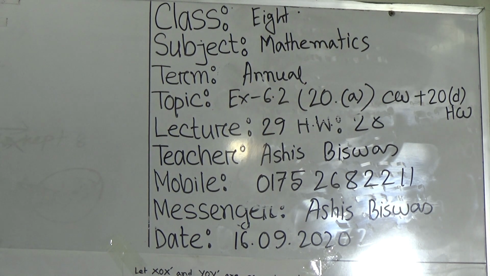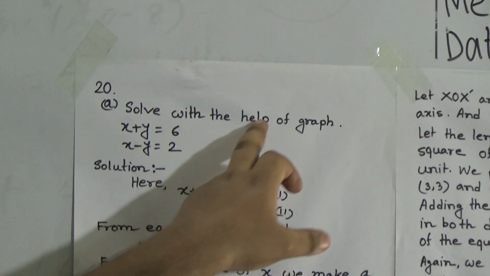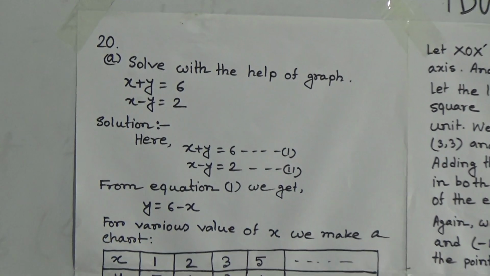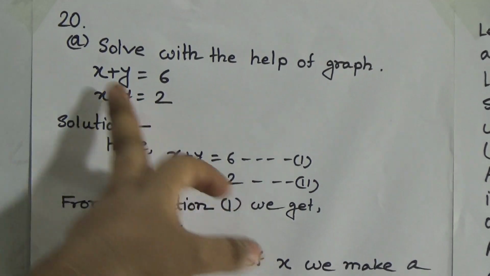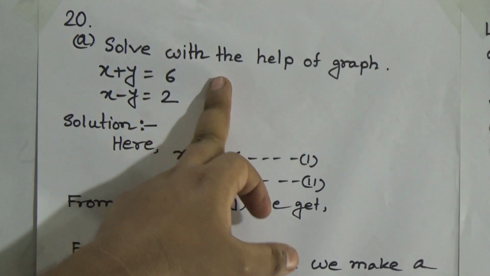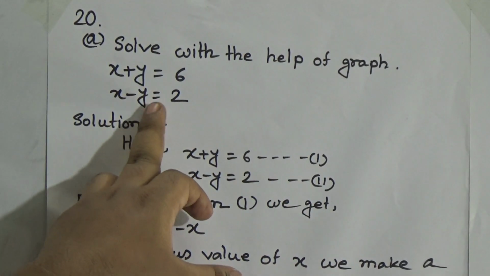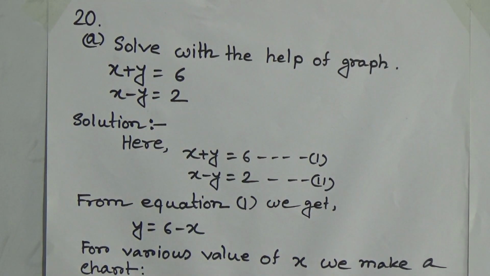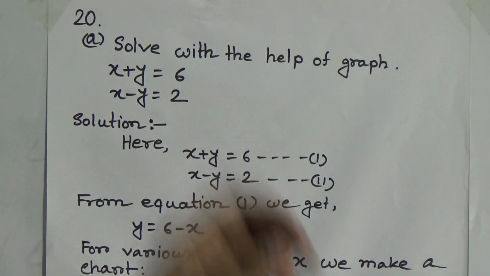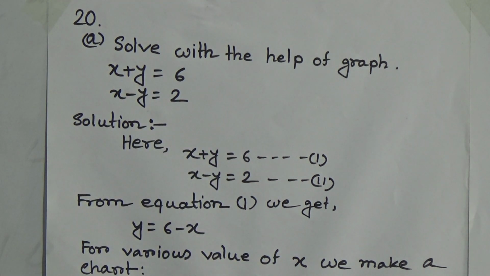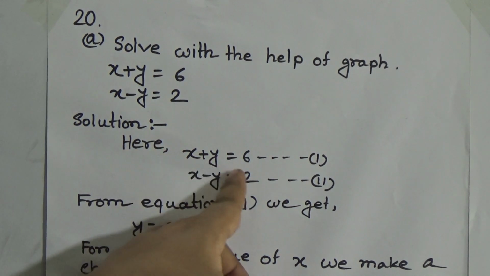My dear students, in our class we shall solve with the help of graph. That means a set of equations is given. One is x plus y equal to 6 and another is x minus y equal to 2. We solve this equation by using graph. So let us start. Here notice x plus y equal to 6.